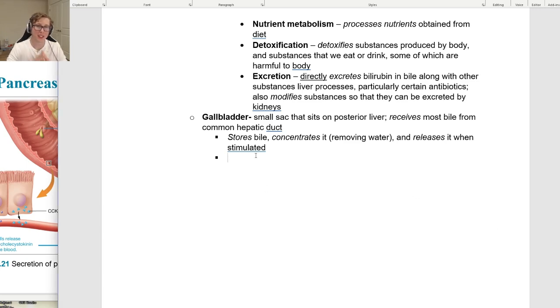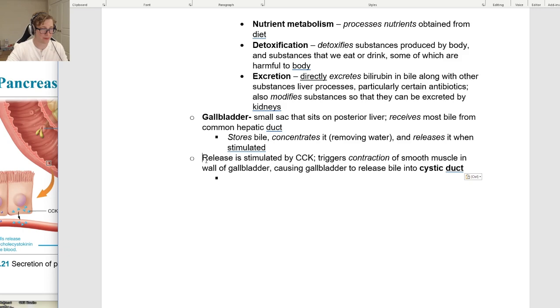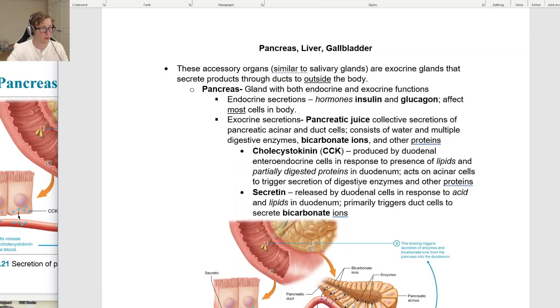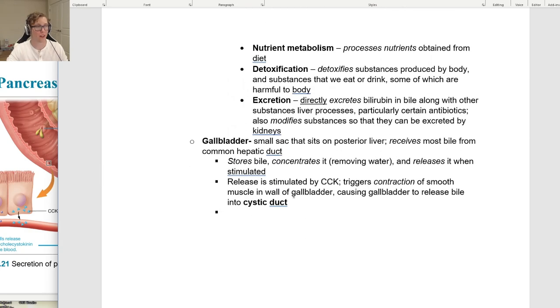Now, what could potentially be telling it to release this? CCK. This triggers the contraction of smooth muscle in the gallbladder, releasing the bile. Now, let's go back to CCK. It's in response to the presence of lipids. Bile assists in the digestion of lipids. This is the trigger that would cause the gallbladder to release that bile to assist, because the worst thing in the body is to spend all this time and energy to make something, only to release it at the wrong time.